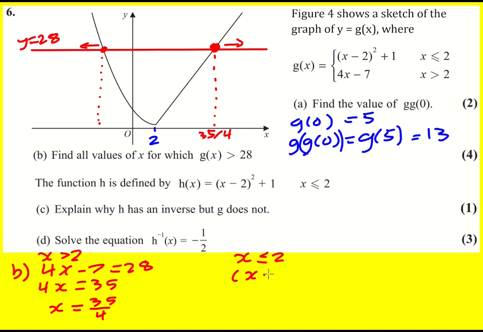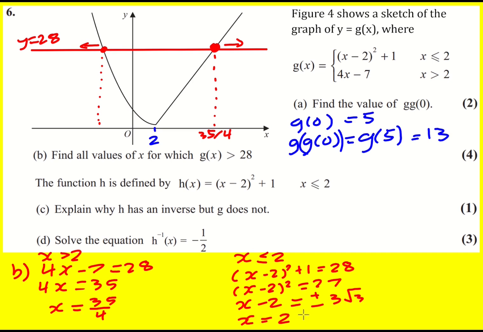I'm going to be doing x minus 2 squared plus 1 is equal to 28. So x minus 2 squared is 27. I don't need to expand this or anything, just square root both sides. But don't forget the plus or minus. Plus or minus the square root of 27, that becomes 3 root 3. So x is 2 minus 3 root 3, or 2 plus 3 root 3.